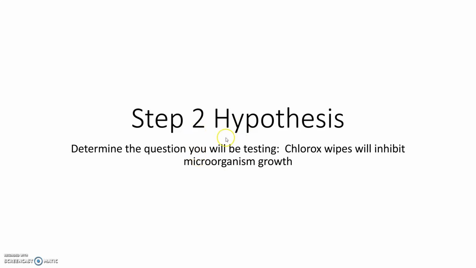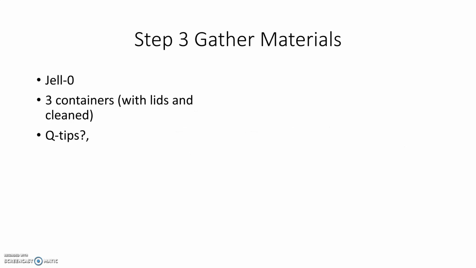And once you get your hypothesis, you're going to want to record that. That's because we're going to write a final report at the end, so you want to keep all this documented, and it shouldn't be too bad. Step 3, you want to get your materials: your jello, your 3 containers, your lids. Maybe you need Q-tips. What I did was I took a Q-tip, put the cotton part in my mouth, and got saliva. There's plenty of bacteria in your mouth, and you can use that. But there's also fungus growing in the air, so you can do that as well.